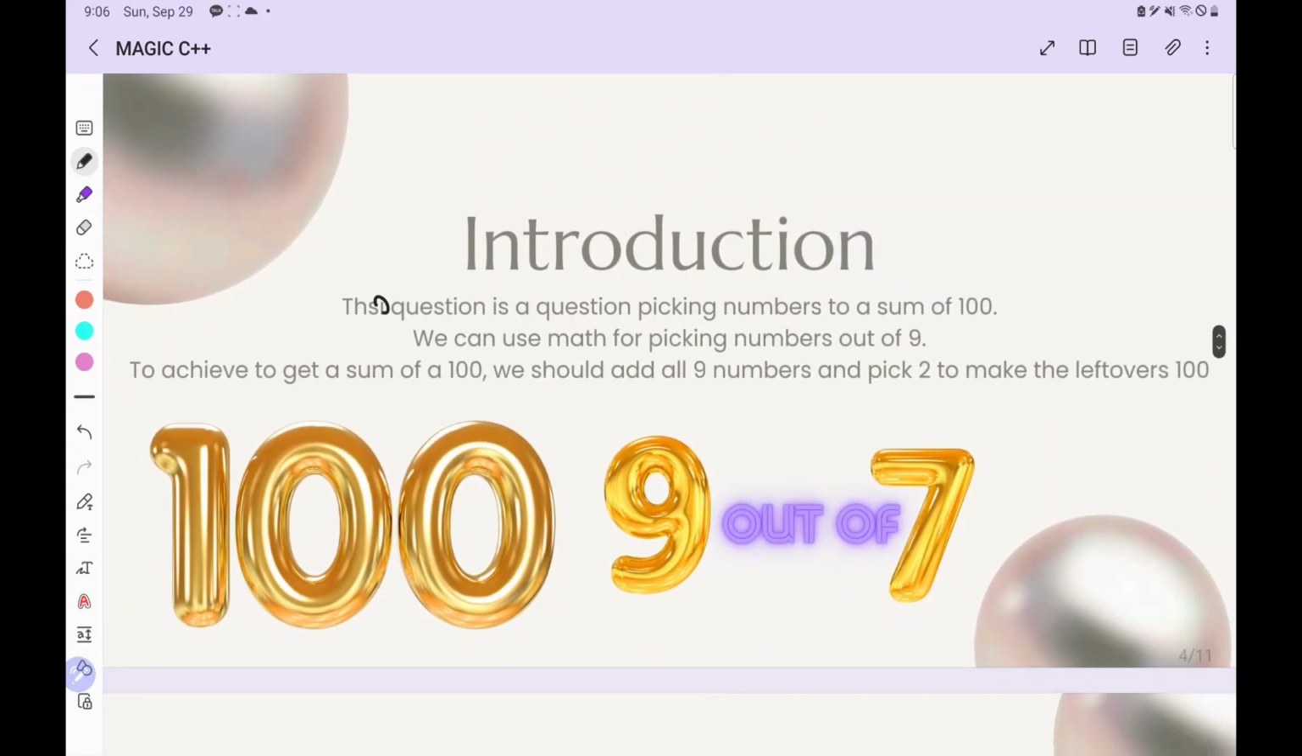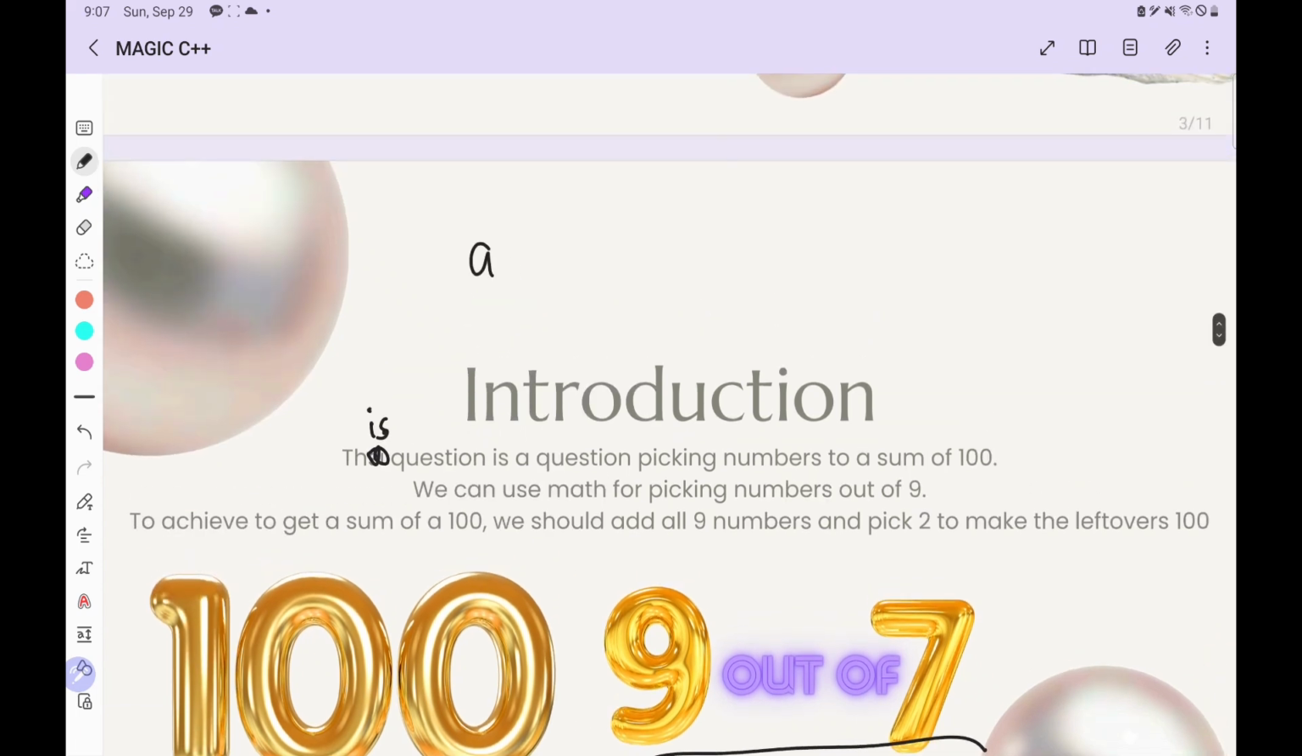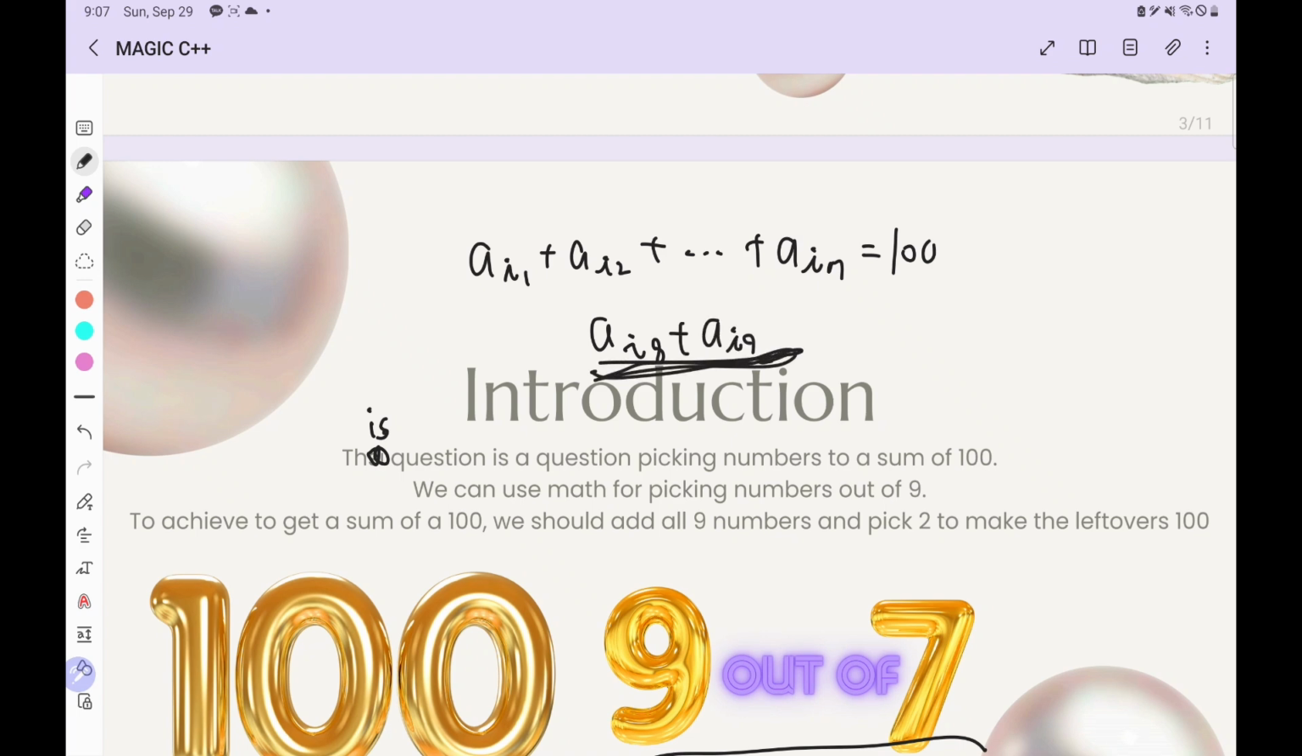So in the introduction, this question is a question of picking numbers to a sum of 100. We can use math for picking numbers out of 9. To get a sum of 100, we should add all 9 numbers and pick 2 to make the leftovers 100. So what I mean is that we pick 7 out of 9 and we need to make that 100. But let's say AI1 plus AI2 plus ... plus AI7 equals 100. AI8 plus AI9, we're going to look at that. That's important.